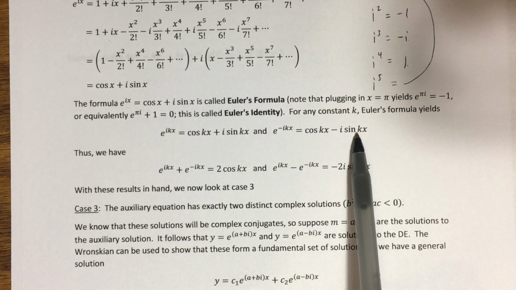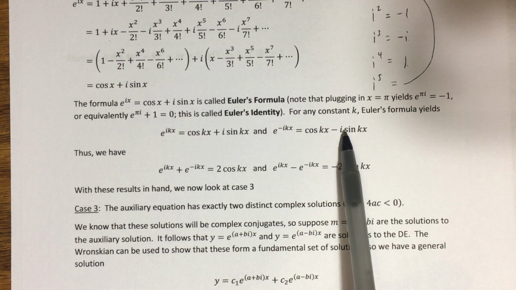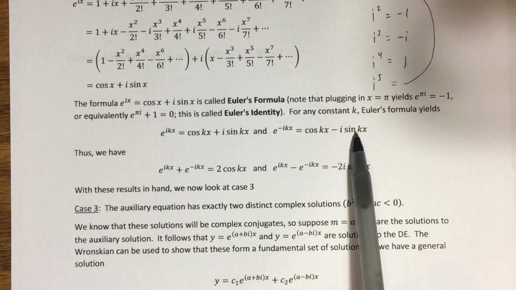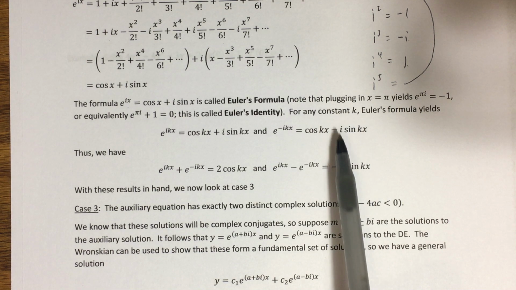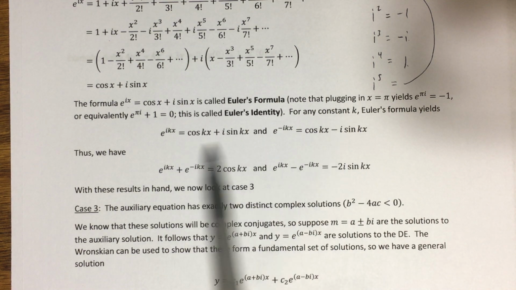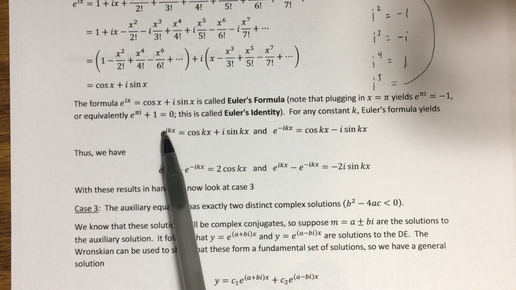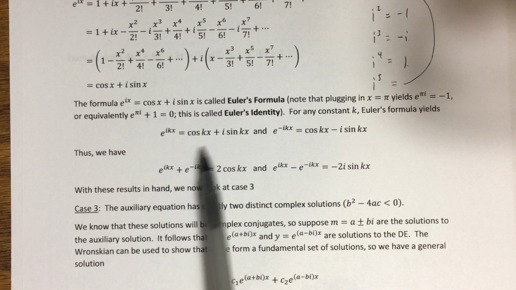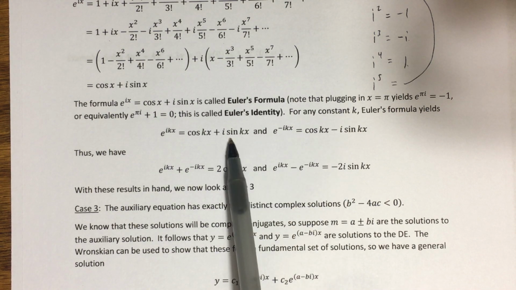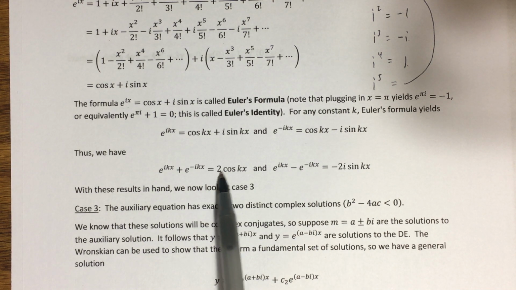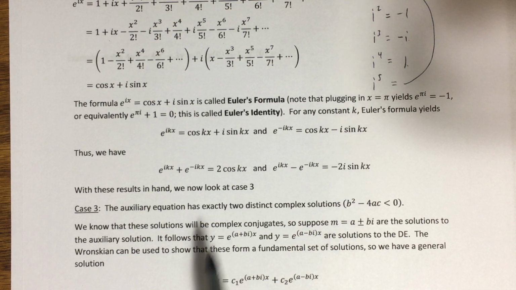If I plug a negative x in here, when I have this plus i sine of negative kx that would be showing up, sine being an odd function allows us to pull negatives out, and so I'd have a minus here. My purpose for doing that is because I want to simplify these things in a very specific way. If I were to add these two equations, so add e to the i kx plus e to the negative i kx, then looking at what we have here, the i sine of kx and the negative i sine of kx would cancel out. I'd have 2 cosine of kx.